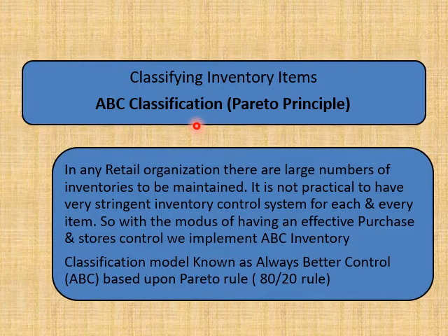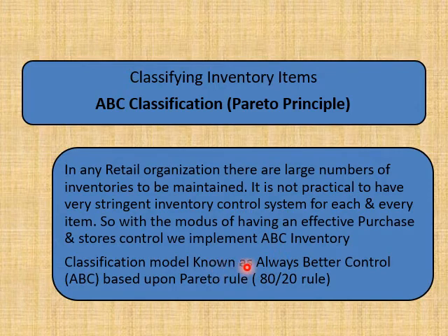Now we can use a different classification method for classifying the inventory items. One is ABC classification, the Pareto principle. In any retail organization, there is a large number of inventory items to be maintained. It is not practical to have a very stringent inventory control system for each and every item. So with the aim of having effective purchase and store control, we implement ABC inventory.